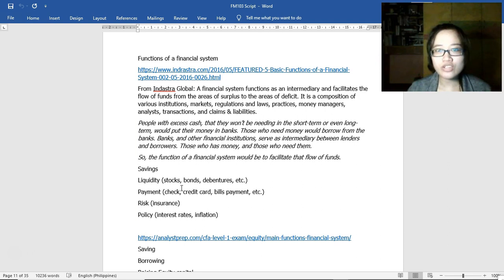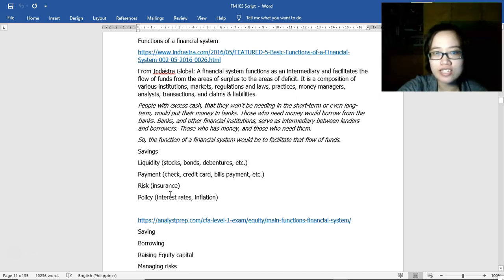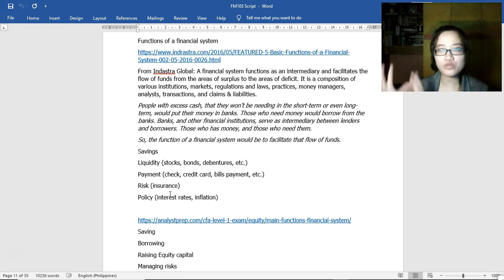All right. So the function of the financial system again is to facilitate the flow of funds between these parties that we have. Another article provided this answer for the function of a financial system. So we have savings. Those people who have extra money can save their money into these financial institutions, mainly banks. So that's one function of the financial system, to allow savings.